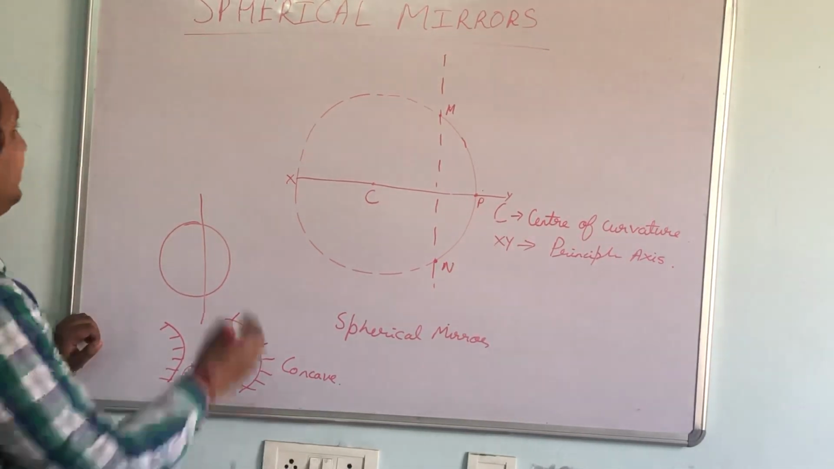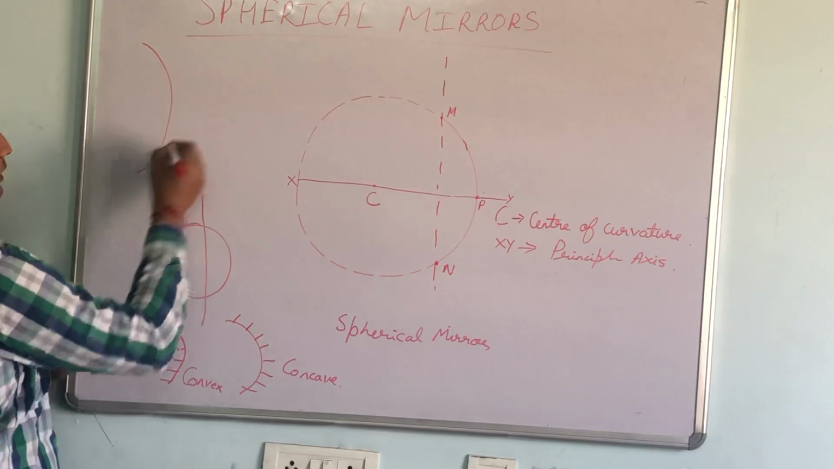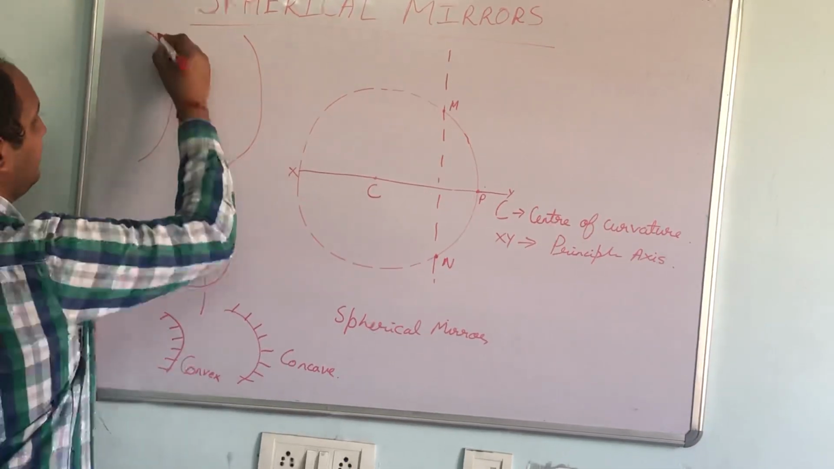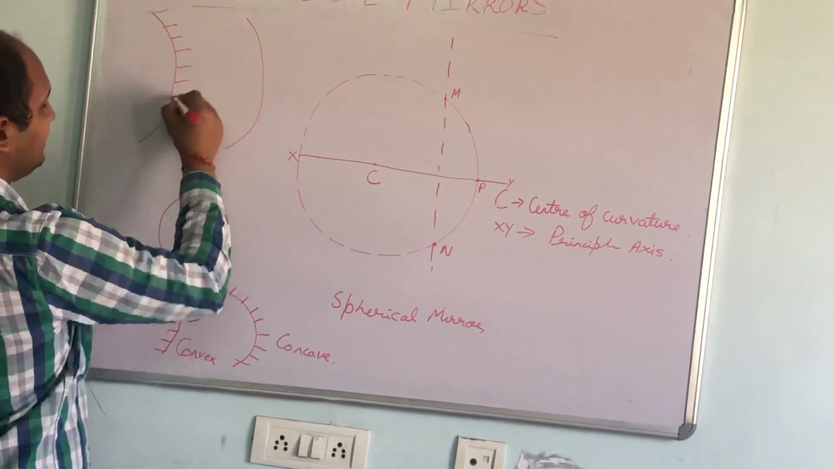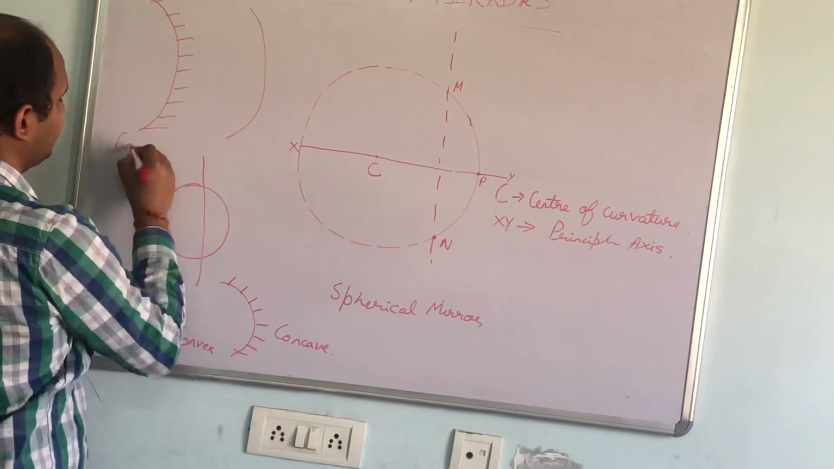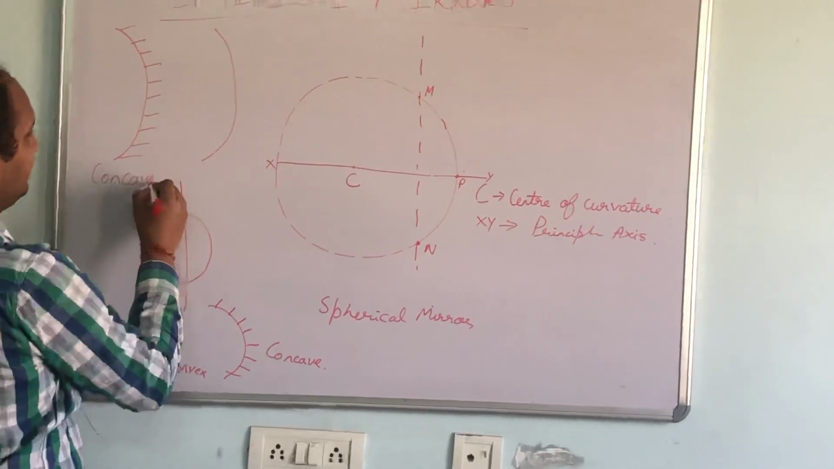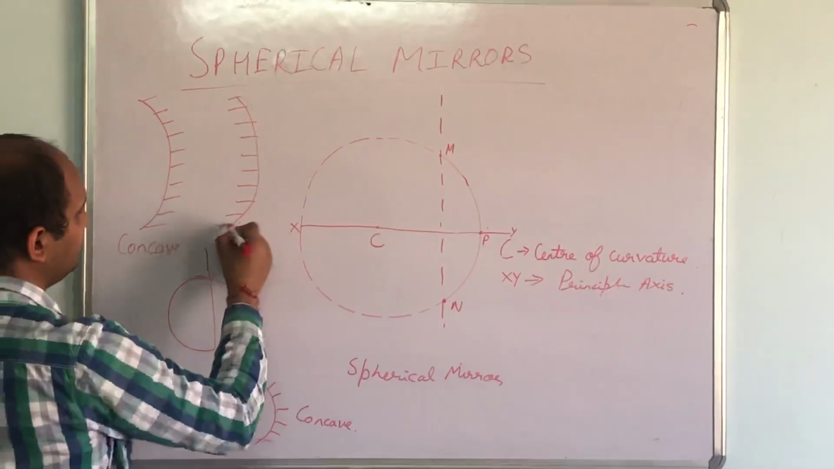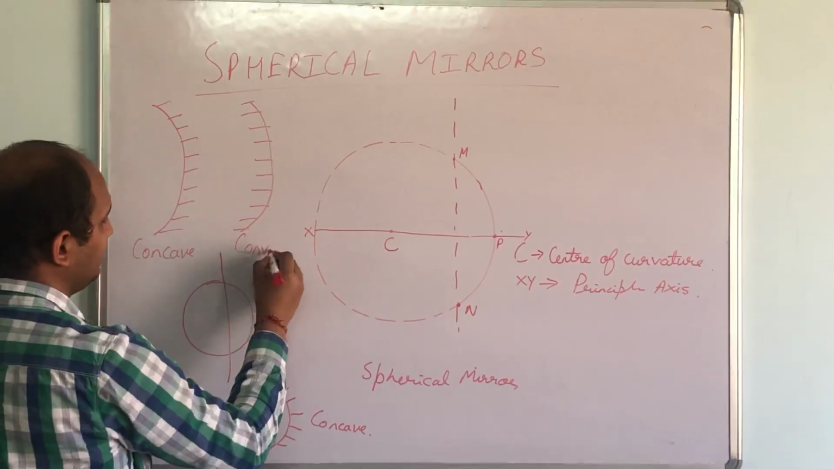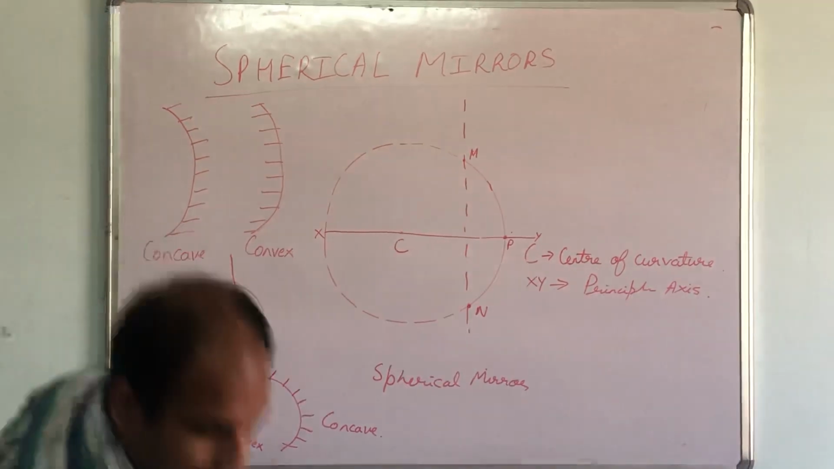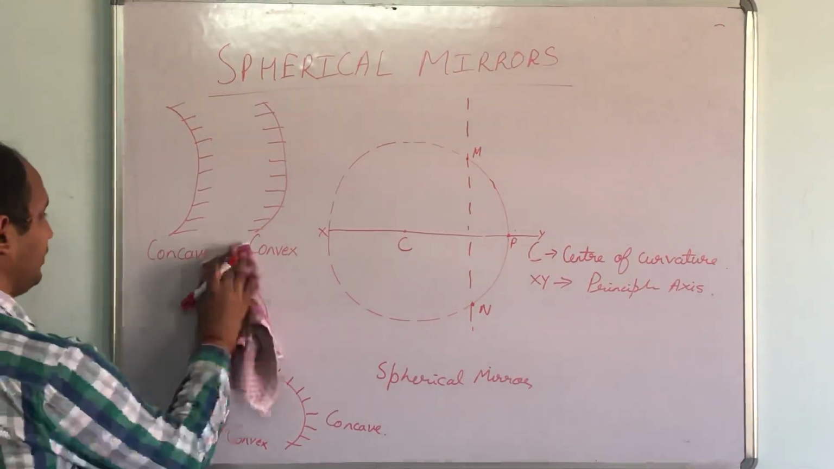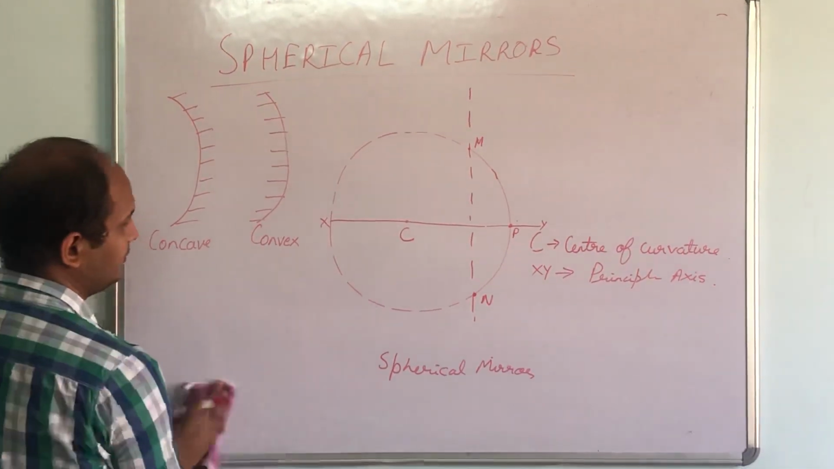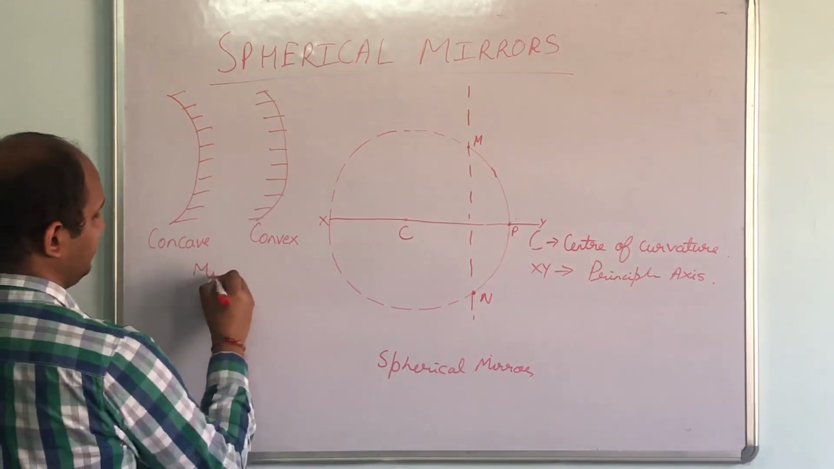Now let's have a greater view of it. When the shaded or polished surface is outside, then it is known as concave. And when the shaded or polished surface is inside, then it is known as convex. These are basically the two types of mirrors that we are talking about.